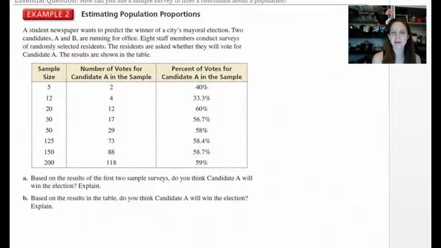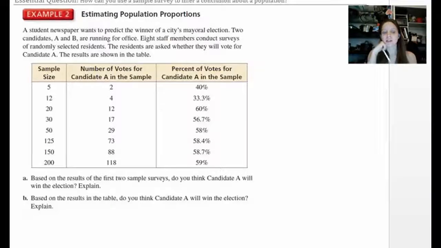Example 2, estimating population proportions. A student newspaper wants to predict the winner of a city's mayoral election. Two candidates, A and B, are running for office. 8 staff members conduct surveys of randomly selected residents. The residents are asked whether they will vote for candidate A. The results are shown in the table. So we have the sample size, and this is ordered in increasing sample size. We begin by just surveying 5 residents, and 2 of them will vote for candidate A, which means 40% of the votes will be for candidate A. We could say that 60% will be for B because there's only 2 candidates.